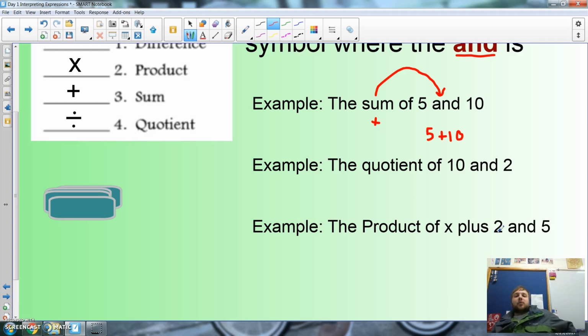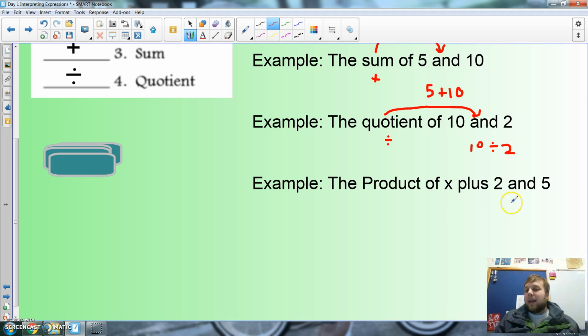Okay? What about this one? The quotient. Well, where do I put that? Quotient means to divide. So I'm going to put it where the "and" is. So it's going to be 10 divided by 2. And sorry, I am using my mouse, so it's not the greatest thing in the world. Next. If I wanted to solve these, that's 15, and that's 5.